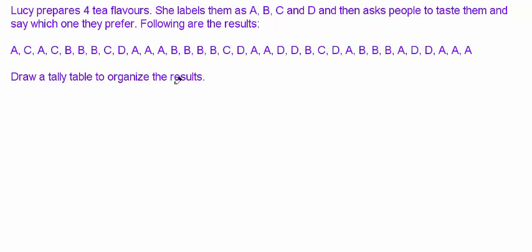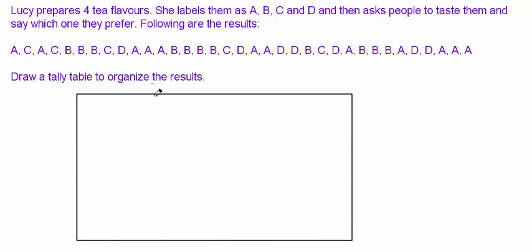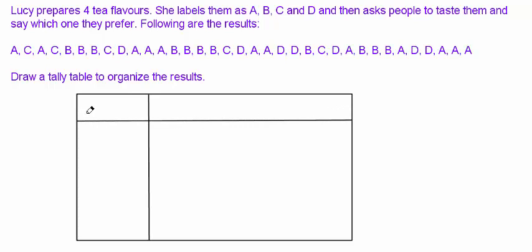Draw a tally table to organize the results. So we would need to draw a table, have 2 columns on it, and name the first one as the flavor and have A, B, C and D on it, and name the second column as tally. The first one is A, so we will draw a line under A like this. This line is called a tally mark.